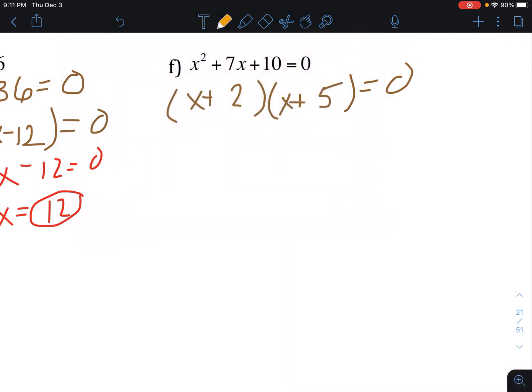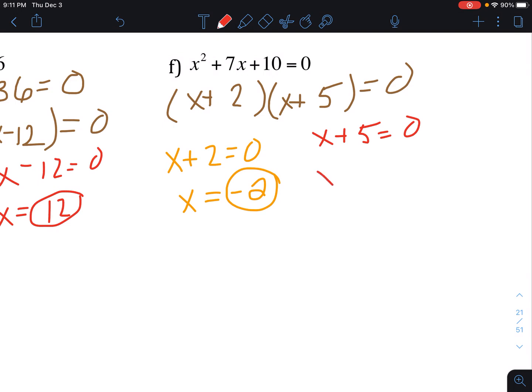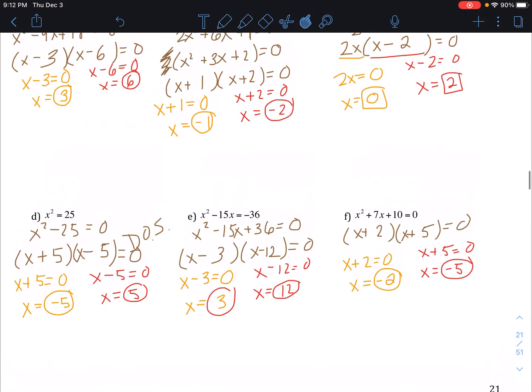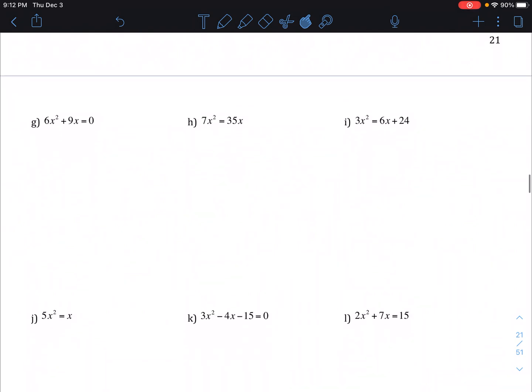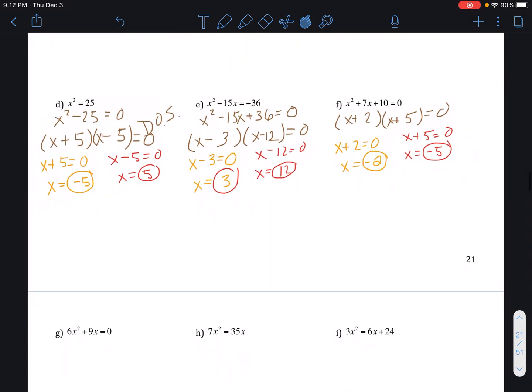So now I can go ahead and set my factors equal to 0 and solve. X plus 2 is 0, so x must be -2. And x plus 5 equals 0. Subtract 5, -5. So you guys can notice this problem. Once you get more practice, you're going to fly through these problems. That problem letter F could literally be a problem that you get done in under 30 seconds.